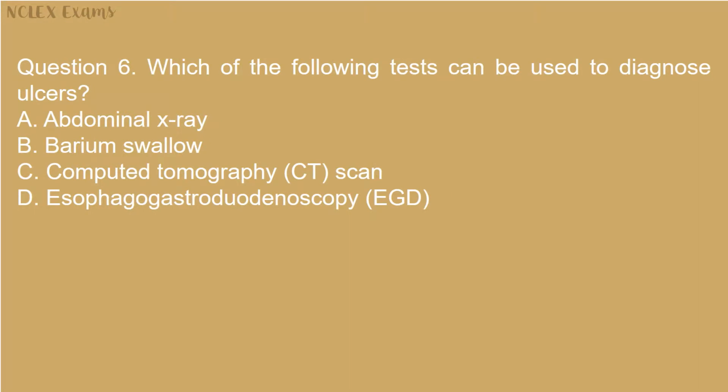Question 6. Which of the following tests can be used to diagnose ulcers? A. Abdominal X-ray. B. Barium swallow. C. Computed tomography CT scan. D. Esophagogastroduodenoscopy, EGD.